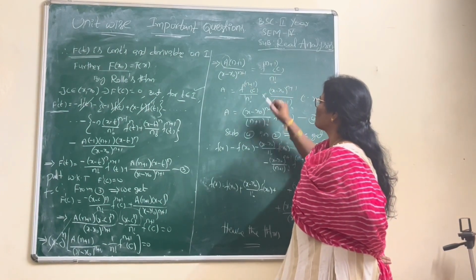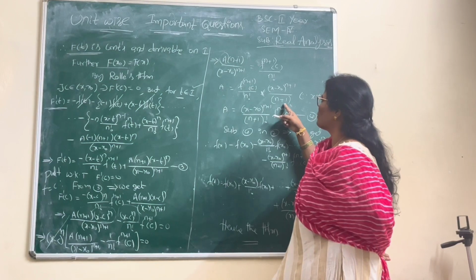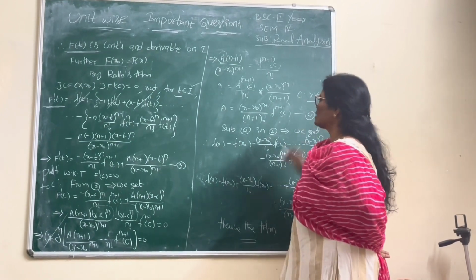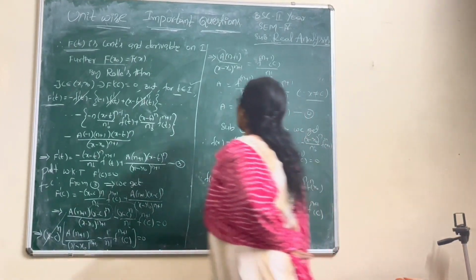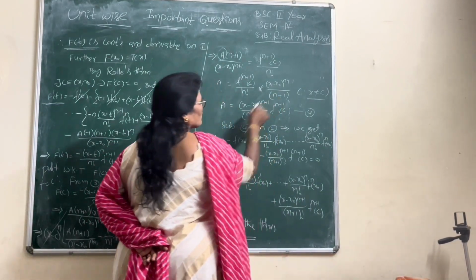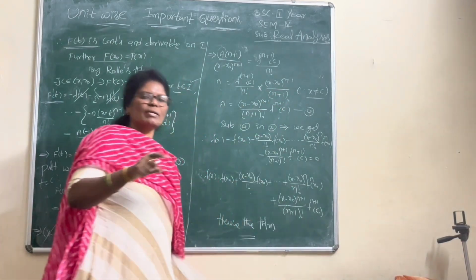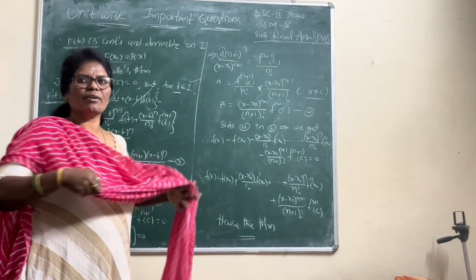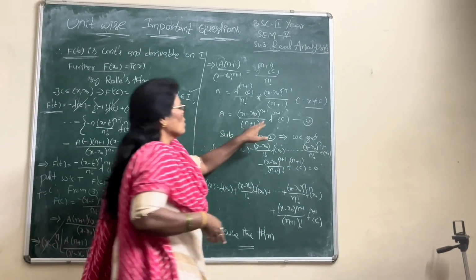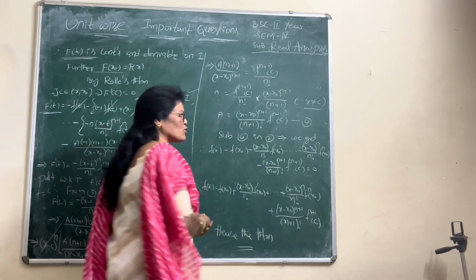But I am writing 1 here into (x minus x naught) whole power n plus 1 by n plus 1, where here always x is not equal to c only. So a is equal to, you should simplify, (x minus x naught) whole power n plus 1 by n factorial into n plus 1. n plus 1 into n factorial, simply we can write n plus 1 factorial, right, now into f power n plus 1 of c. You should make this equation 4.